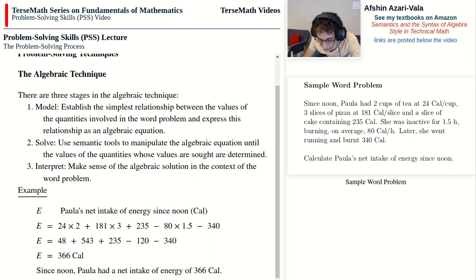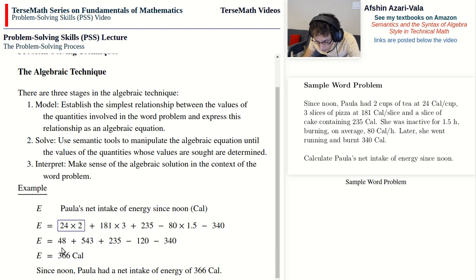So let's talk about that, and to understand how the statement that we have here, E equals 24 times 2 plus 181 times 3 and so on, works, you should train yourselves to break it up into its logical components known as terms. You can find your terms if you use additions and subtractions outside brackets to break down an algebraic expression into its logical components, which are the terms. So here's term number 1. It's 24 times 2. I put a box around it to make it stand out.